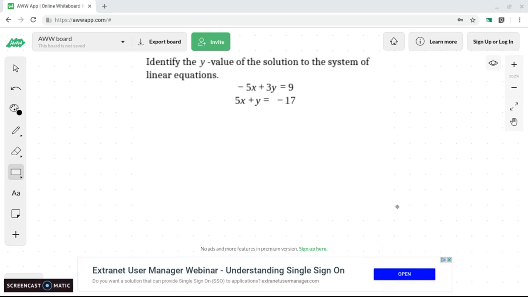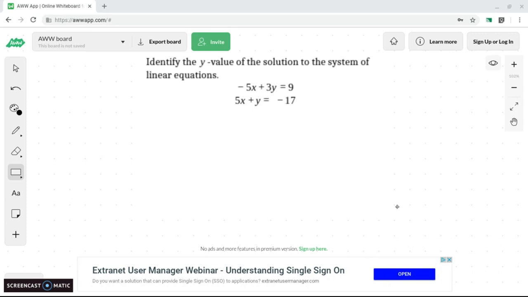All right, so for this problem, we have a system. It says identify the y value of the solution to the system of linear equations. So we need to figure out what the y value is. Usually we're trying to find the x and y, so the point, but for this one, it just says the y value.